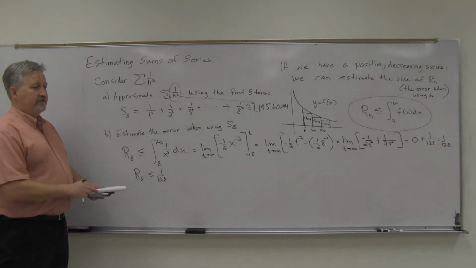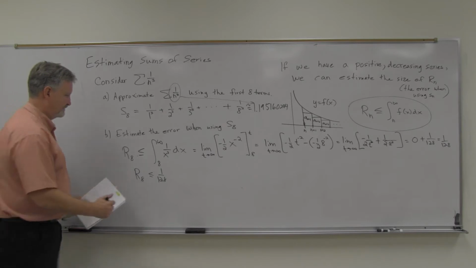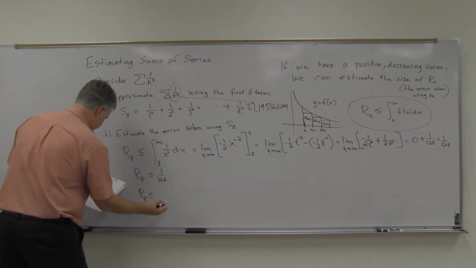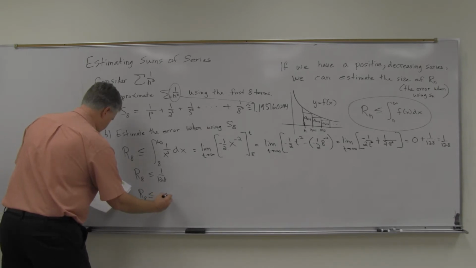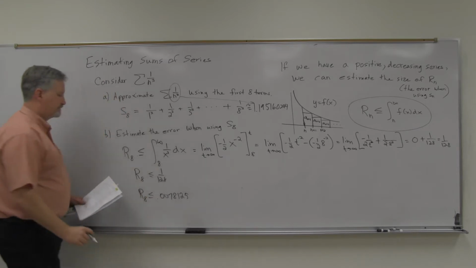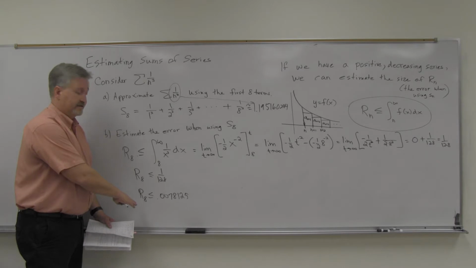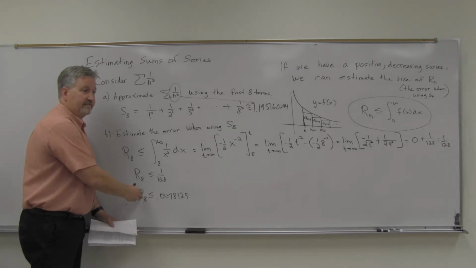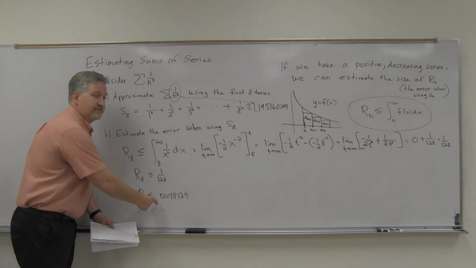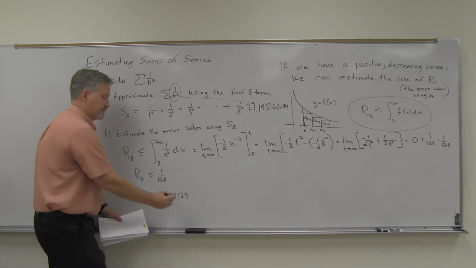Which probably would mean a little more if we put it in decimal form. So R8 is less than or equal to about, well, it is 0.0078125. So that's how big the remainder is for 8 terms. It's less than or equal to. So this is the most it is. That's the most error it has.